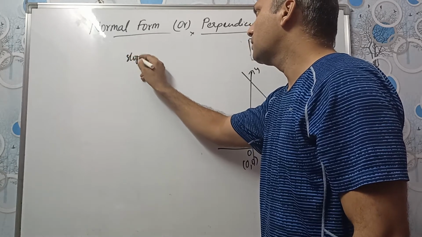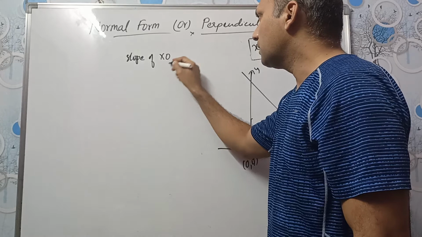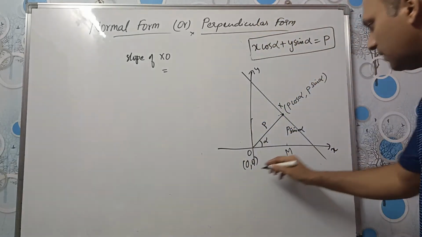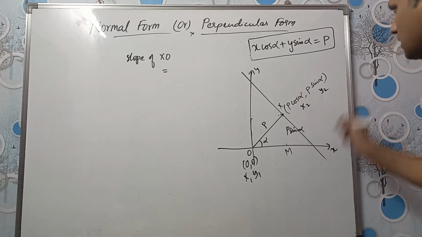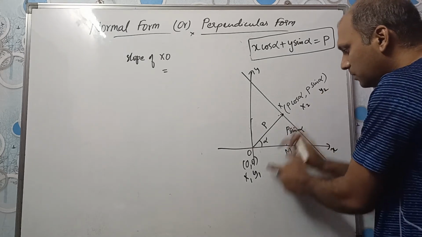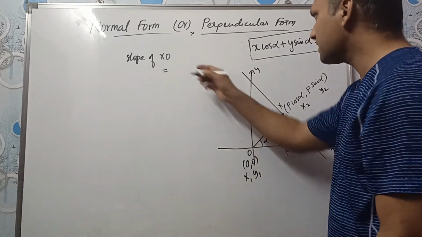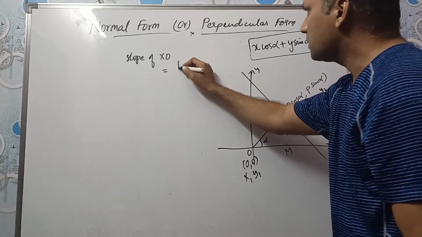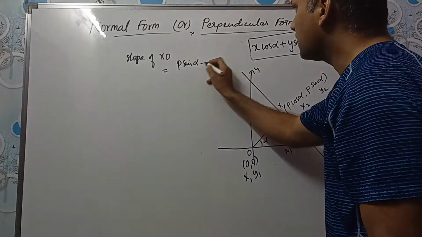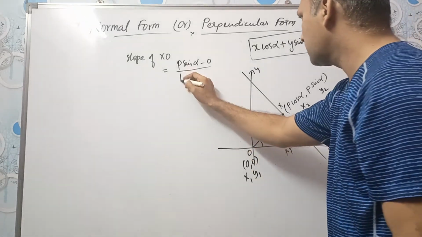So, slope of XO is equal to how much? If you take this as x1, y1, and this as x2, y2, the slope formula is y2 minus y1 by x2 minus x1. We have studied this in the first video of straight lines, right? So the slope formula is y2 minus y1. So this will be P sin alpha minus 0 divided by x2 minus x1.